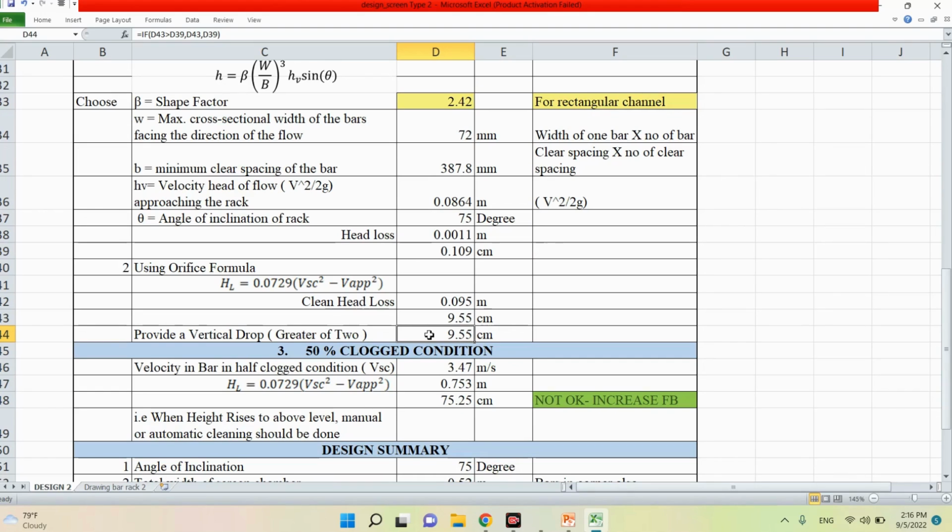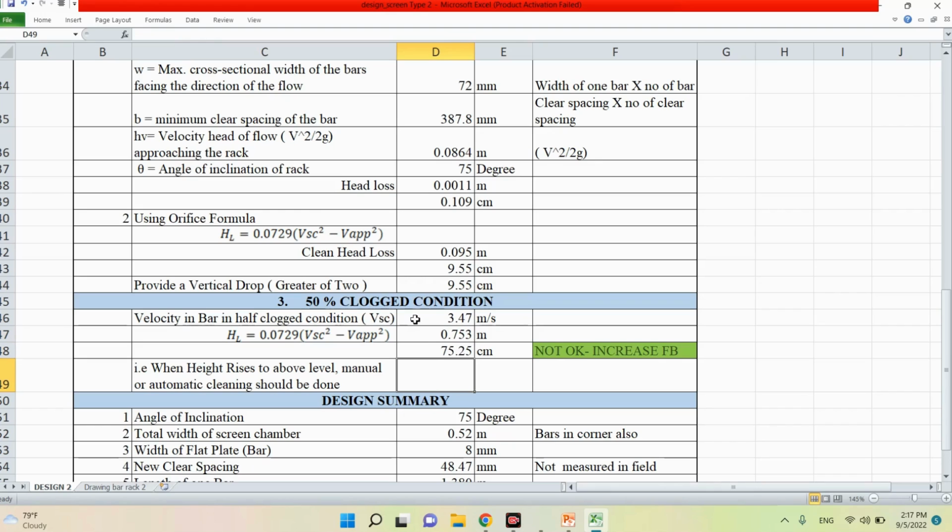So we have to take the greater of the two values to provide a vertical drop so as to maintain the level of the water in the clean condition, which is 9.55 centimeters. And third, we have to calculate the head loss in the 50% clog condition. The velocity in half clog condition in the screen will be twice of that in the initial clean condition. The head loss is calculated as 75.25 centimeters, and in the check it is shown as not okay. Increase the freeboard because the freeboard is not sufficient.